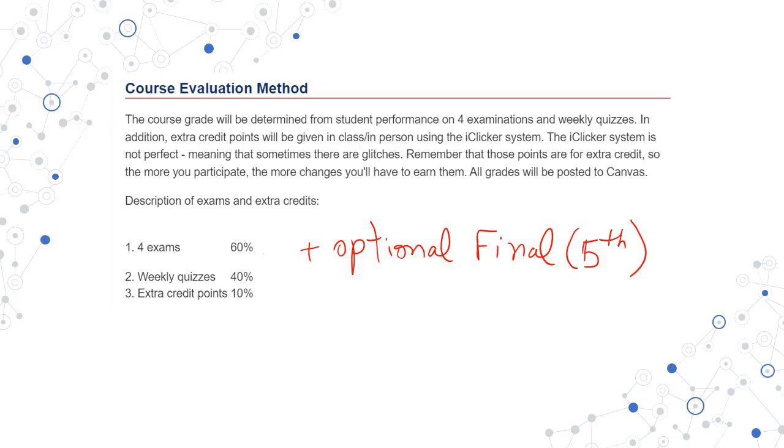So 4 exams count 60% of your final grade. Then you're going to have these guys here, the weekly quizzes. That's 40% of your total grade. Okay, so I'm going to put up those quizzes on Canvas. Right, so this is the part that I have to figure out.